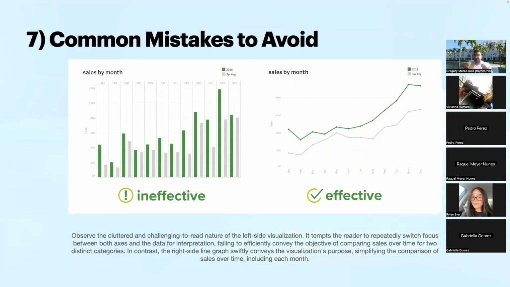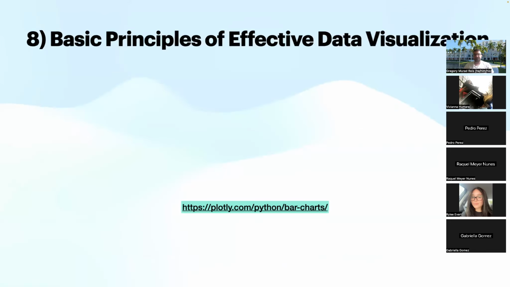So if you want to really compare these two, 2019 and the 30-year average, a better plot would be two line plots, right? One for 2019 and the other one for the 30-year average. It's simpler than the other one. It simplifies the comparison because you can look at both at the same time. You don't need to keep switching between one and the other. You see both at the same time over those months.